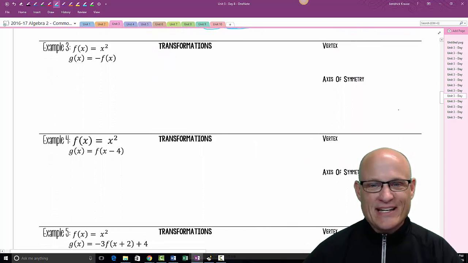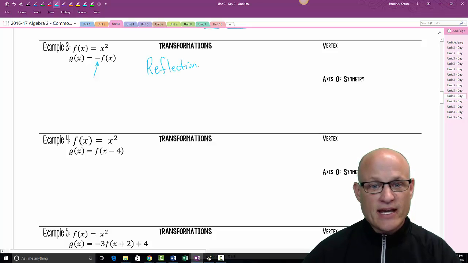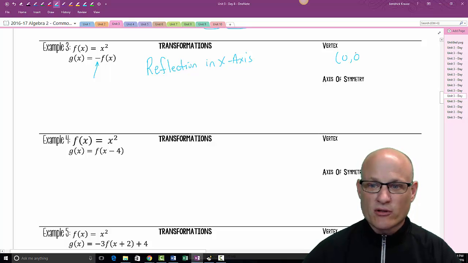All right, what we did here is, that's right, we put a negative out front. And a negative out front is a reflection in the x-axis. But no other transformation took place. So the vertex not moving, it's still (0, 0), and my axis of symmetry is still x equals 0.